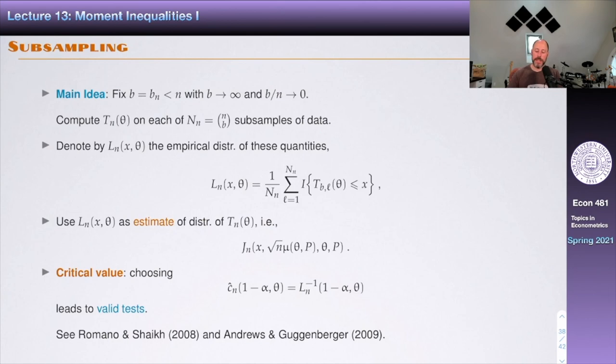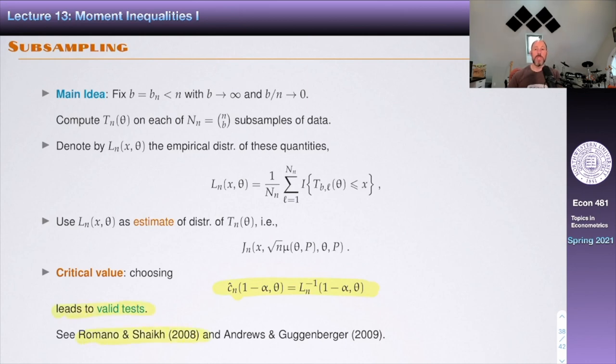So, idea of subsampling. Fix b, a block size. b goes to infinity, b over n goes to zero. You're subsampling experts by now. We're going to compute the test statistic on each of the subsamples of the data. And then we're going to define the subsampling CDF, which is just 1 over N, where N is all the subsamples that you take, and the indicator that this is less than or equal to x. Okay? As we know, L_N is an estimate of the distribution of T_N over here. And then the critical value will then be just the 1 minus alpha quantile of the subsampling distribution. This leads to a valid test. It was shown by Romano, Shaikh, and Andrews, Guggenberger.